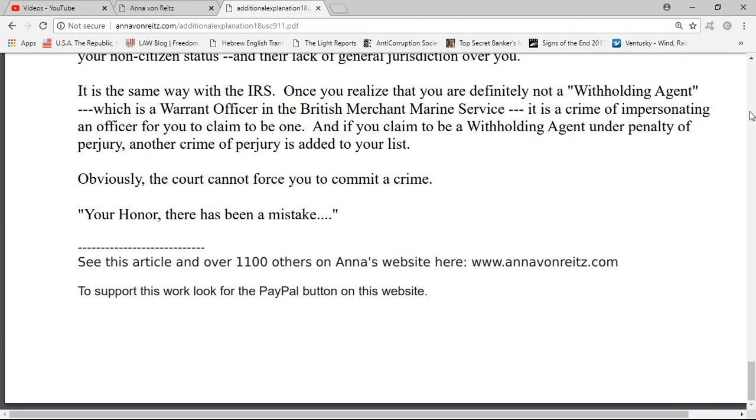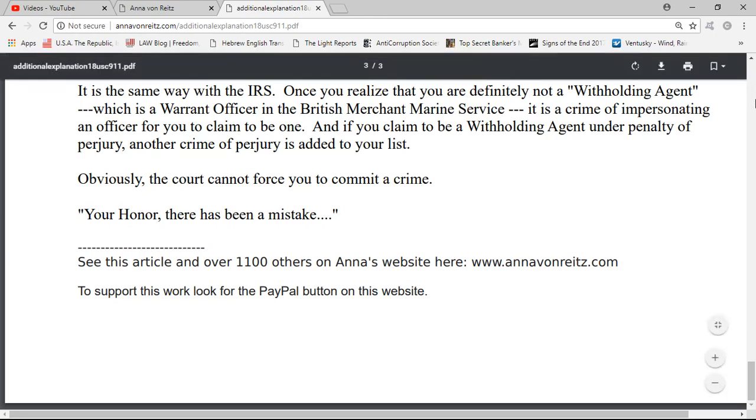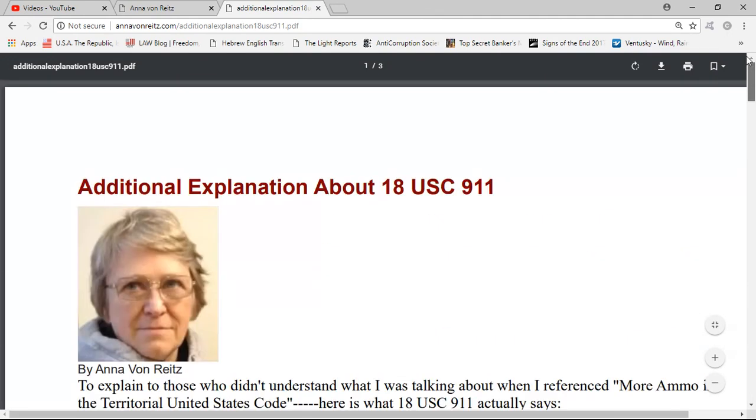It is the same way with the IRS. Once you realize that you are definitely not a quote-unquote withholding agent, which is a warrant officer in the British Merchant Marine Service, it is a crime of impersonating an officer for you to claim to be one. And if you claim to be a withholding agent under penalty of perjury, another crime of perjury is added to your list. Obviously, the court cannot force you to commit a crime. Your Honor, there's been a mistake. And so that's the 1147 document, known as Additional Explanation about 18 U.S.C. 911.